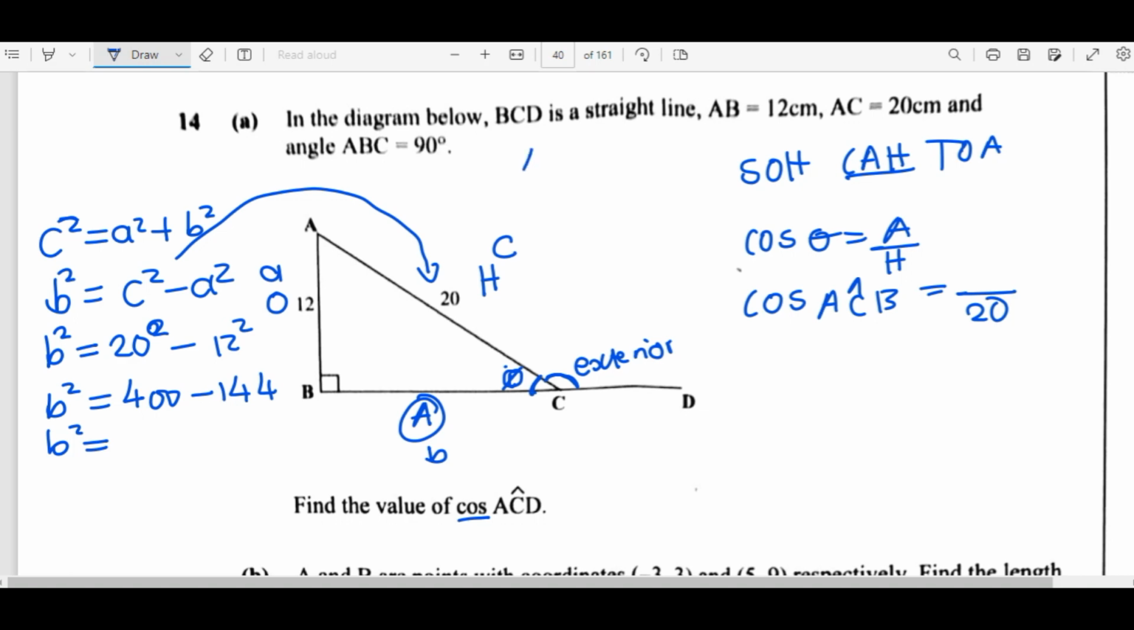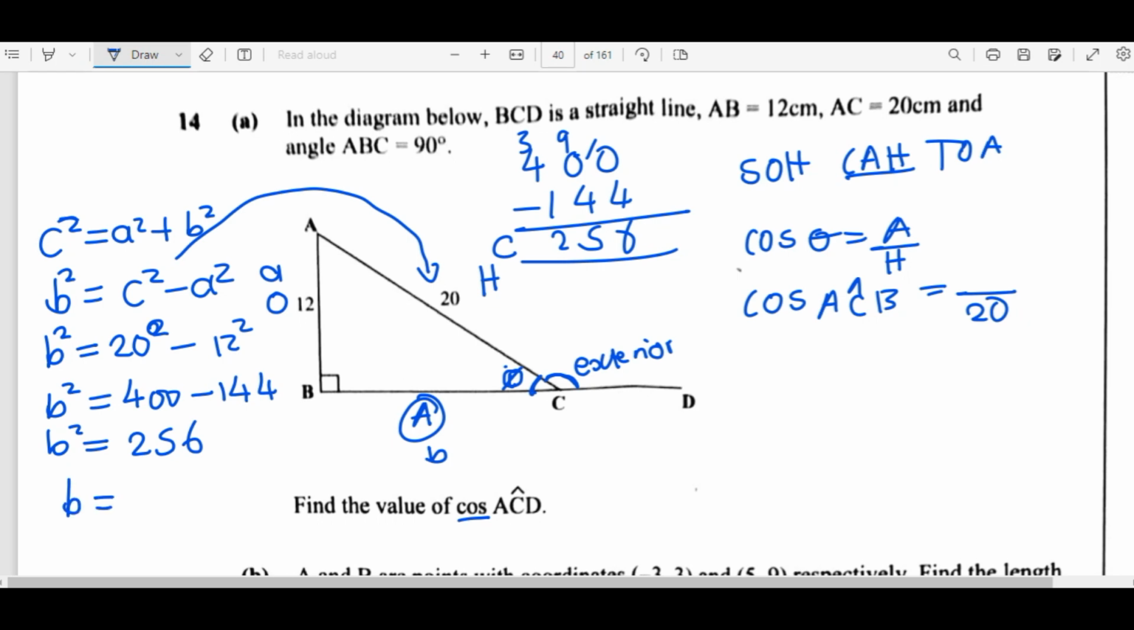So let's put it here. We have 400 minus 144. Here we have 10, 9, 3. 10 minus 4 is 6. 4 minus this one is 5. 3 minus 2. So the answer is 256. Now, what is the square root of 256? The square root of 256 is 16.